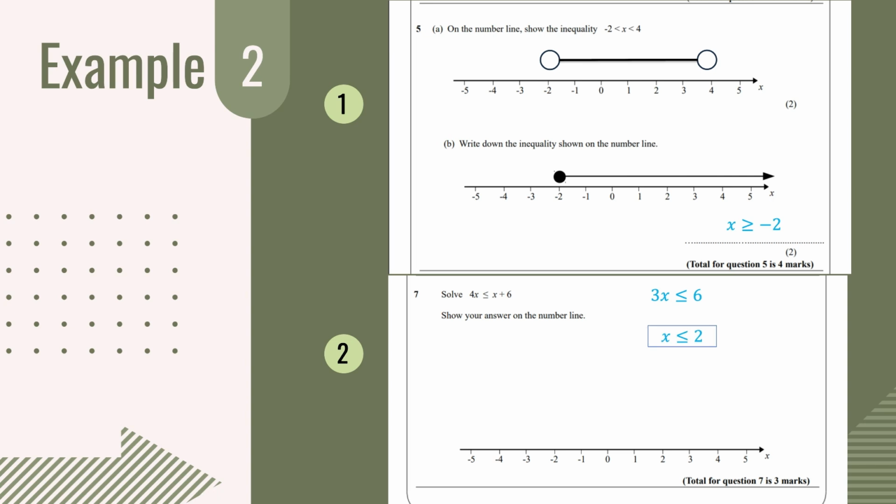We then divide by 3, as both numbers are divisible by 3, to get x is equal to or less than 2. So we then draw that on the number line with a filled in dot and the line going from 2 down to -5. As the number line finishes at -5, we stop at -5. But in theory, it carries on forever.